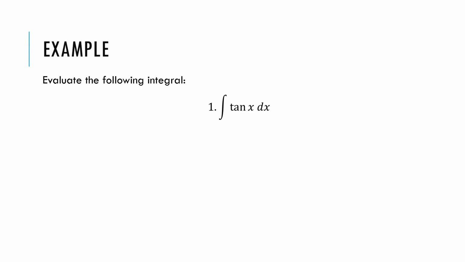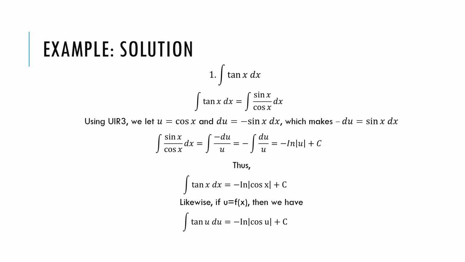So, the example is evaluating the following integral. This is the indefinite integral of tan x with respect to x. The tan x can become sin x over cosine x. Then, using the upgraded integration rule number 3, our u is cosine x, our du is negative sine x dx. Which means that if we multiply both sides by negative 1, negative du is equal to sine x dx. So, this function became negative du over u. Then we take out the negative sign, du over u. You remember the integration of this, it becomes negative natural logarithm absolute value of u plus c. Then, reverting back, our u is cosine x. So it becomes negative natural logarithm absolute value of cosine x plus c.